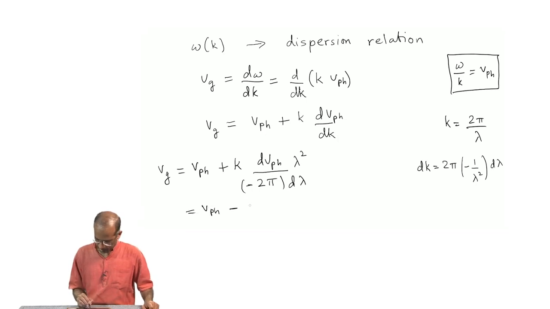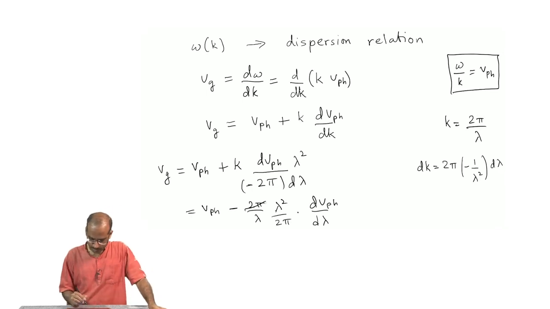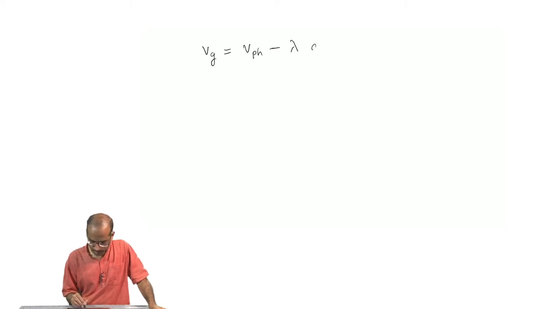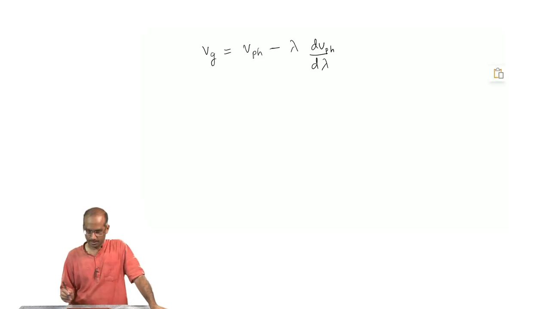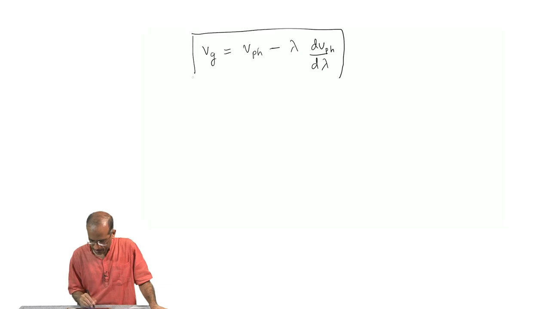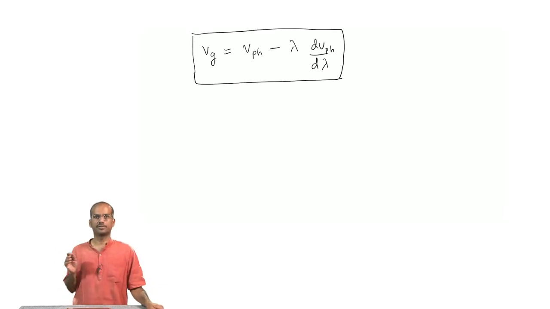And if I now substitute for k as 2 pi by lambda, I will get v phase minus 2 pi by lambda into lambda square divided by 2 pi into dv phase divided by d lambda. Now, of course, 2 pi and 2 pi will cancel. This lambda will cancel with one of these. So, I am going to be left with the final expression, which is v group velocity is v phase velocity minus lambda into dv phase by d lambda. This is going to be another form of the relation between phase velocity and the group velocity.